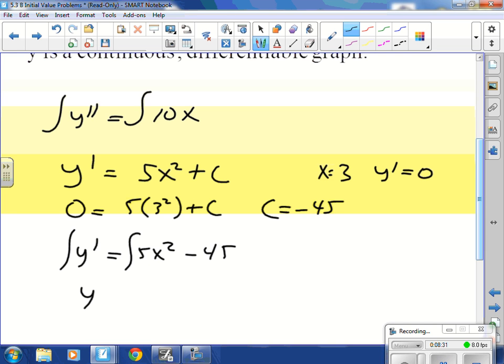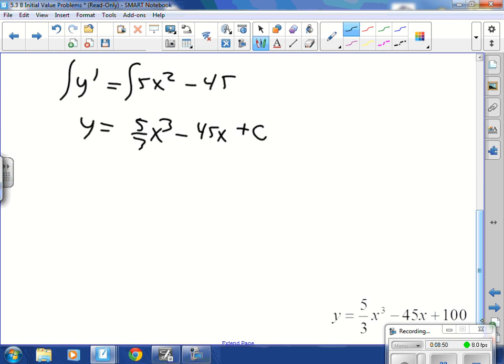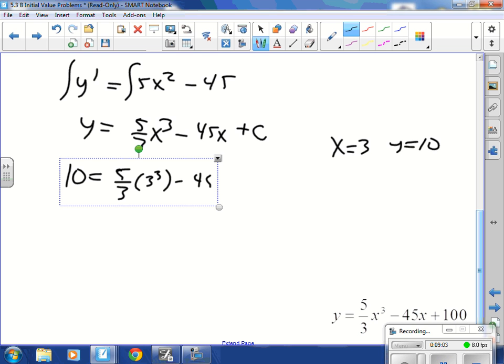y equals, now let's work left to right, 5/3 x cubed minus 45x plus c. And now when x is 3, y has to be 10, isn't it? That's what we had up earlier. X is 3, y is 10. So 10 has to be 5/3 of 3 cubed minus 45 times 3 plus some constant.